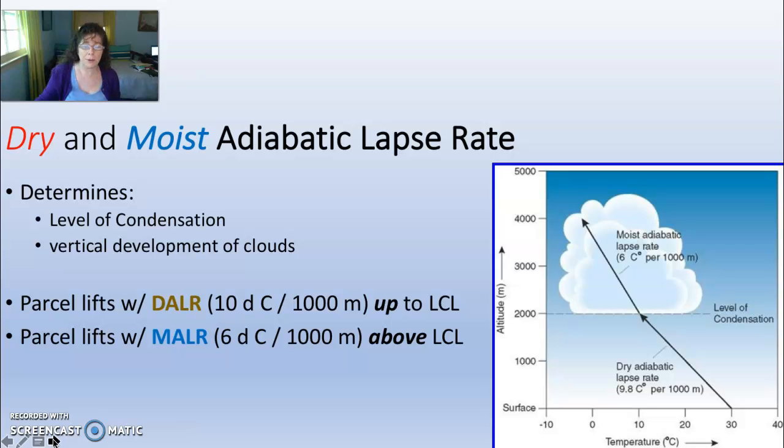So, to sum up, this parcel that you start with at the surface begins its climb with a dry adiabatic lapse rate of 10 degrees per 1,000 meters until you get to the level of condensation that you found on the sounding. And after that, the parcel, the yellow line, continues up at a 6 degrees Celsius per 1,000 meter lapse rate. Very important to remember. I'll see you on the other side to go over it more.